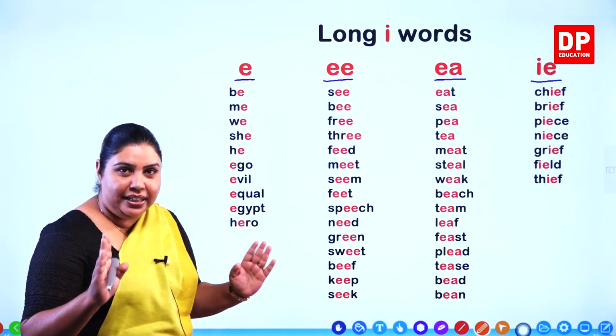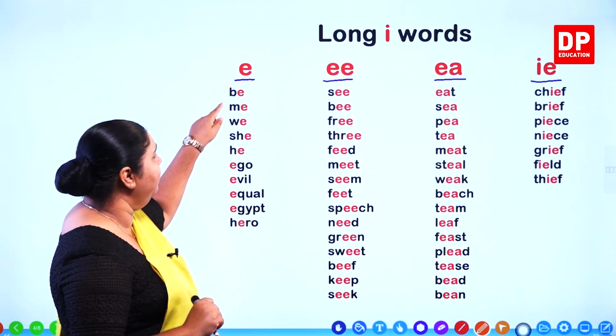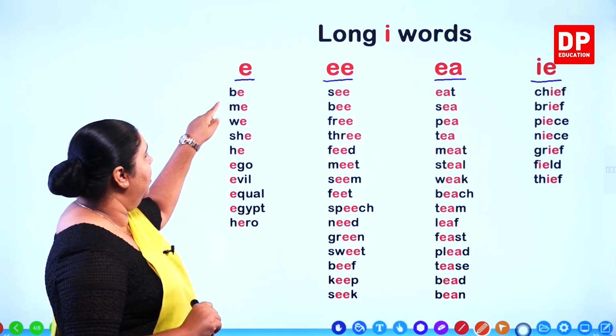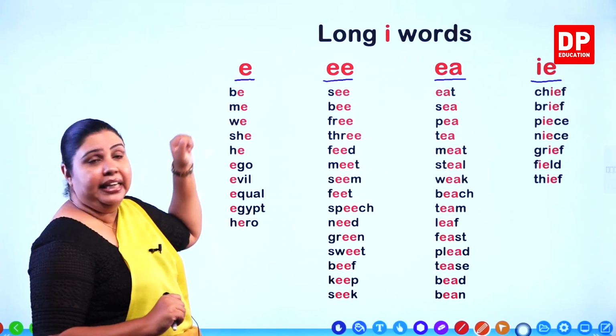Right? Now take a look at the words. We have the first word B and a E.